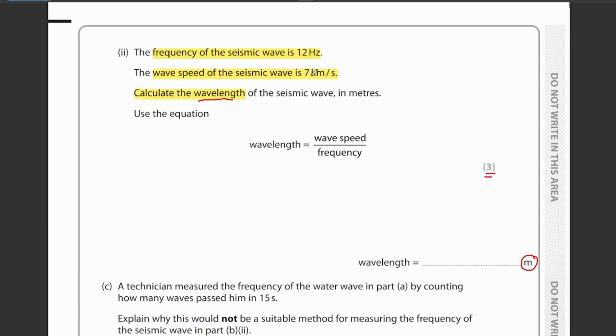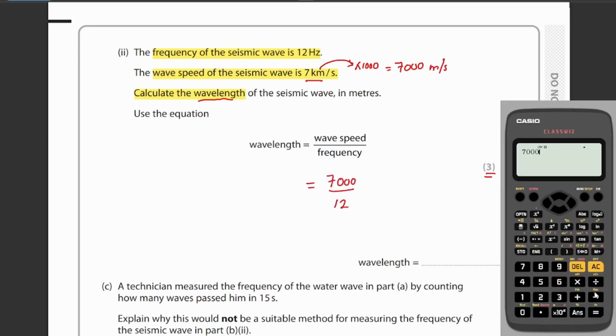7 kilometers in 1 second. If you convert 7 kilometers to meters, you multiply by 1000. That gives you 7,000 meters per second. So you can use that value. 7,000 divided by 12 gives you 583.3 meters. If you didn't do this conversion of 7 kilometers to 7,000 meters, you'll only get 2 marks for failing to do the conversion.